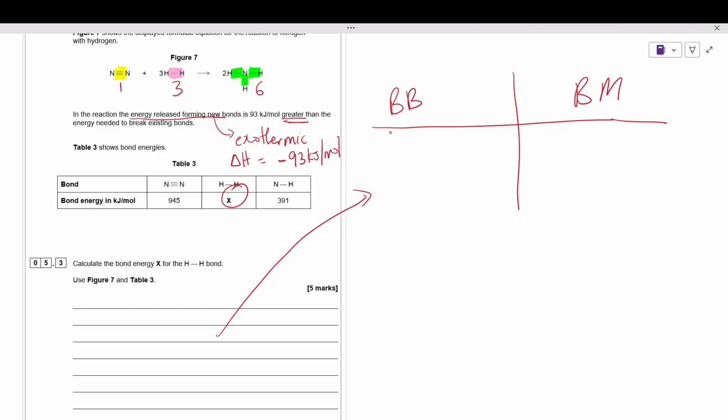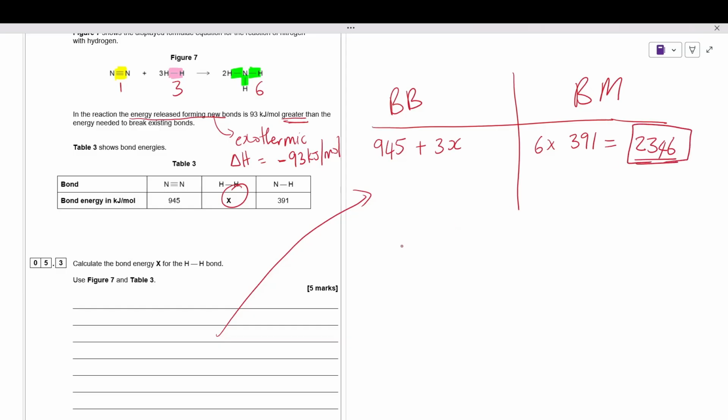So for my bonds broken, I know I'm going to break 1 of my N triple bond N. So that is going to be 945 plus my 3 times, well, I can just leave that as 3x because I do not know what that bond is. So that's going to be my 3x. And for my bonds made, sorry, that's going to be 6 times my 391, which is going to be 2,346. So that's going to be my answer for this one.